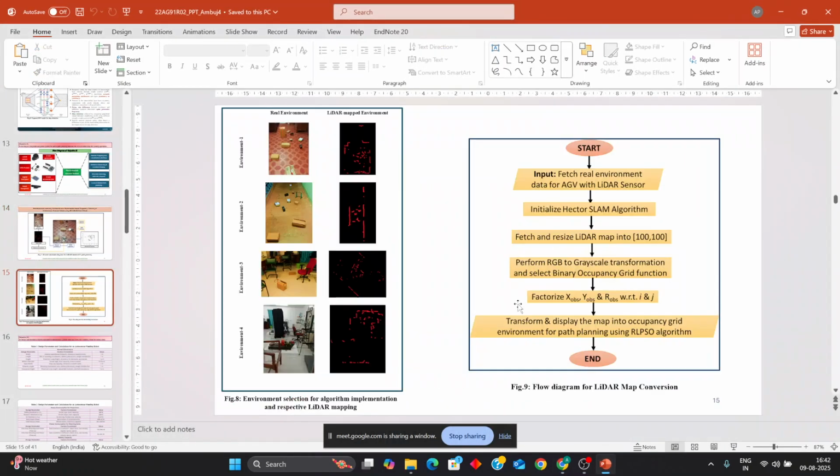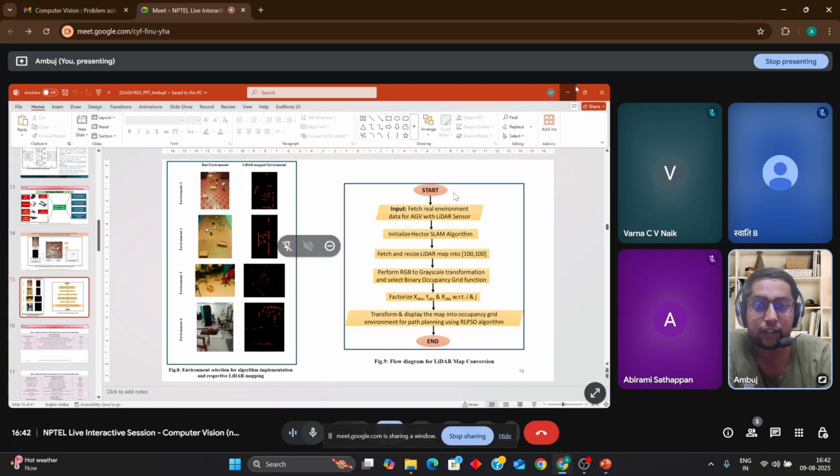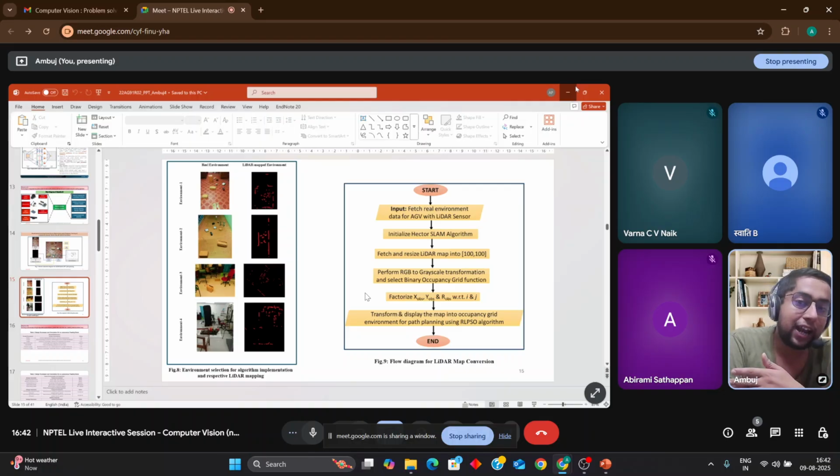And in the other slide, I already showed the different steps which I took. First of all, I mapped the entire AGV. I mapped the surroundings. I applied the Hector SLAM algorithm. Then I mapped the entire LiDAR. Then I factorized and I calculated X, Y, Z, R. And then I taught the robot how to traverse from point A to point B autonomously based on the calculation of the obstacles. So it will traverse the entire distance in multiple steps.